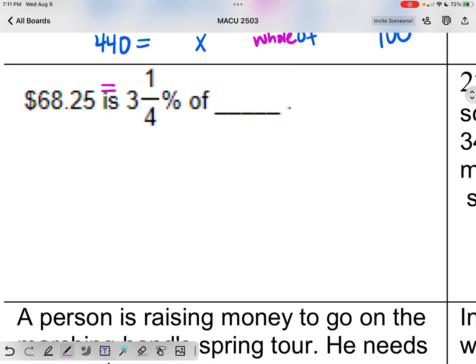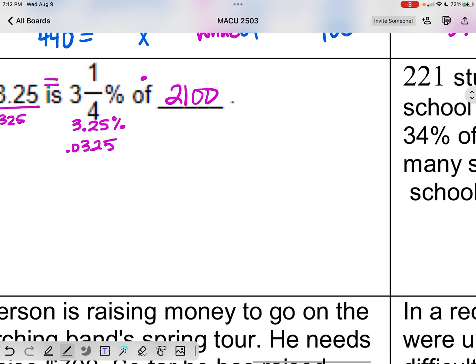68.25 is of, so this would be the same thing as 3.25% or 0.0325. So we're going to divide both sides by 0.0325 so we can get that blank spot by itself. 2100. And that'd be dollars, but all good.